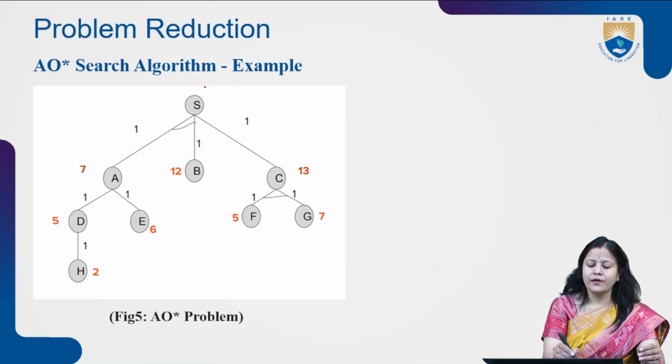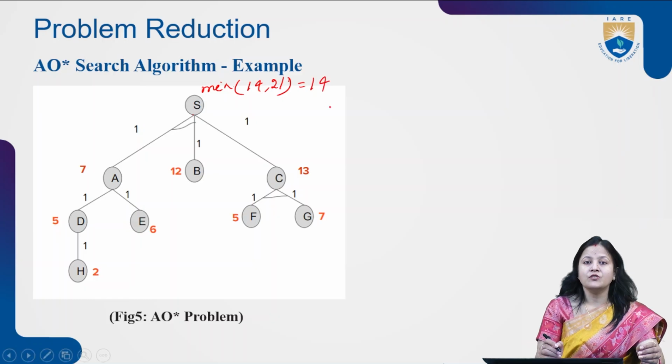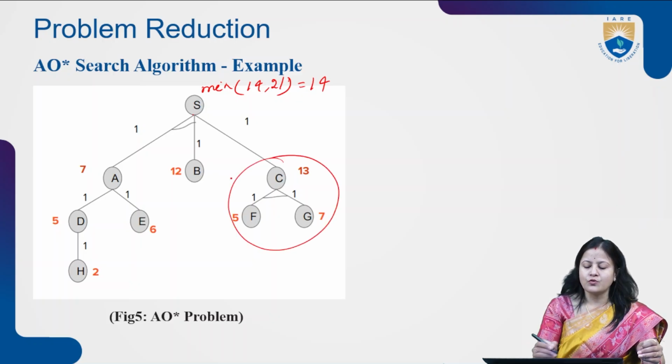So let me write over here. So till here we got 14 and 21. Right now the minimum cost for S is 14. Now we'll follow this path, as S to C path is providing 14. So that is why let us solve this part also. In this part, C is the root node now. C is having two children, F and G. Sorry, C to F is 1 and C to G is 1. And the heuristic cost of F is 5 and heuristic cost of G is 7.